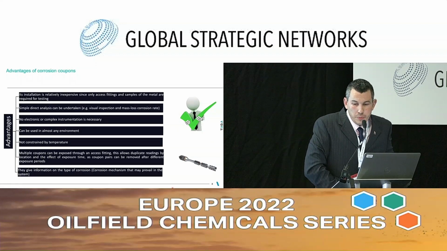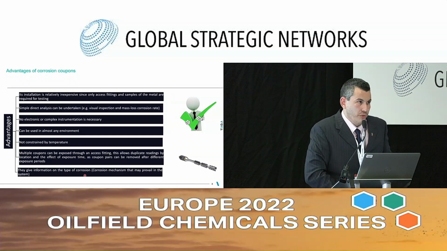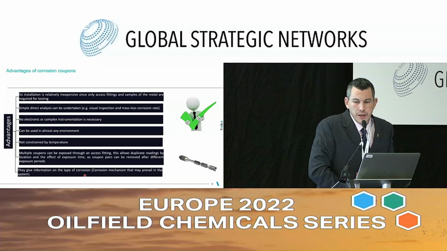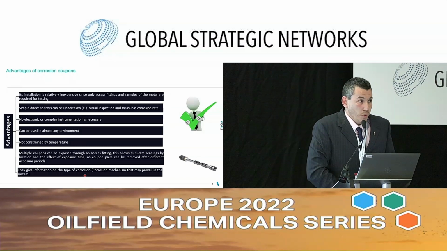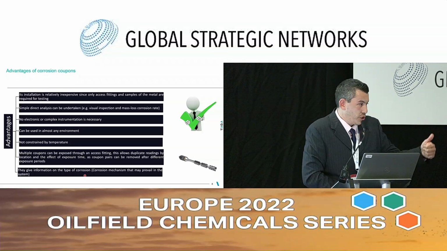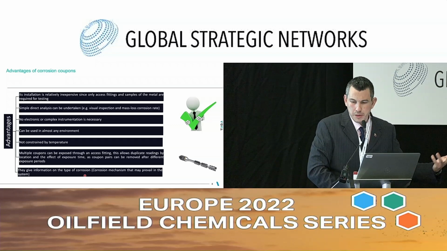And maybe one of the most important advantages of the corrosion coupons is that they give you information about the type of corrosion. Other techniques only say you are losing material, period. That's it. You only get a number. But with corrosion coupons, you can get a lot more information. And this is the most interesting for us, the corrosion engineers. What type of corrosion do I have? H2S related, CO2, erosion corrosion, hydrogen embrittlement, you name it.